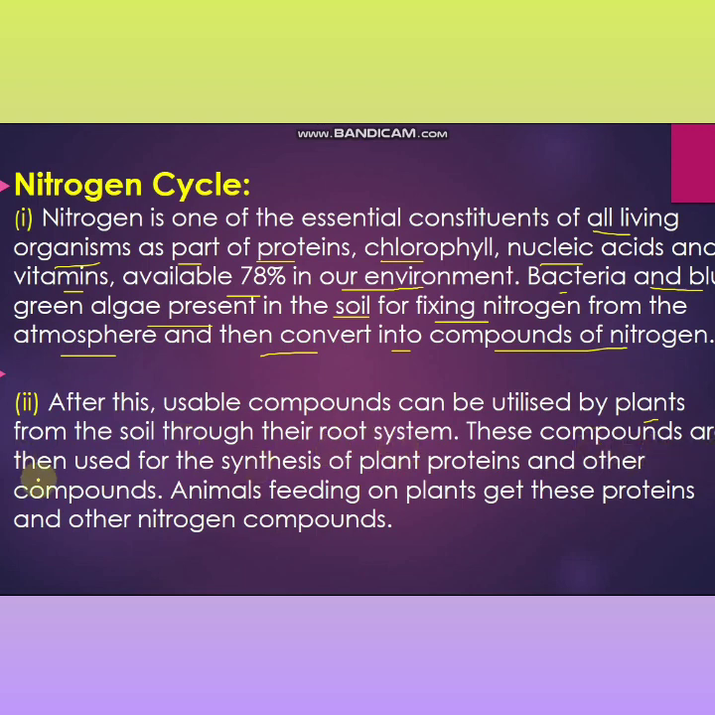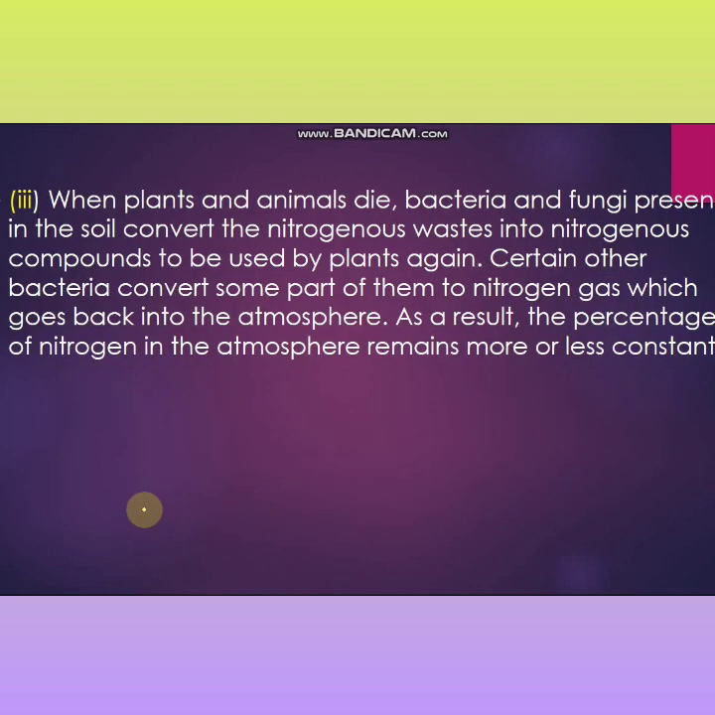These compounds are then used for the synthesis of plant protein and other compounds. Animals feeding on the plants get these proteins and the other nitrogen compounds. So this is another form of the nitrogen cycle which we have learned with the help of the diagram. When plants and animals die, bacteria and fungi present in the soil convert the nitrogenous waste into nitrogenous compounds to be used by the plant again.